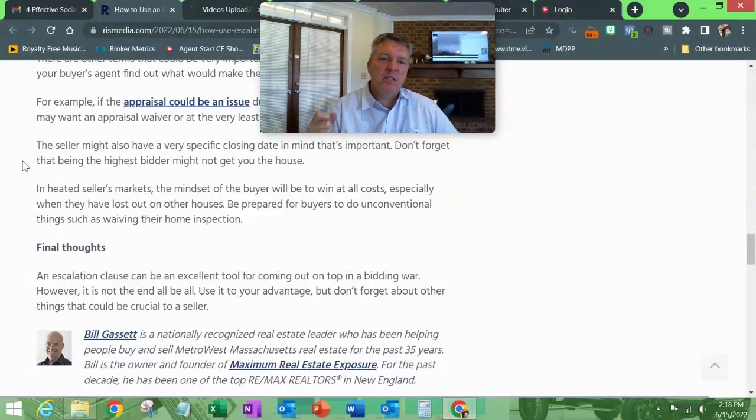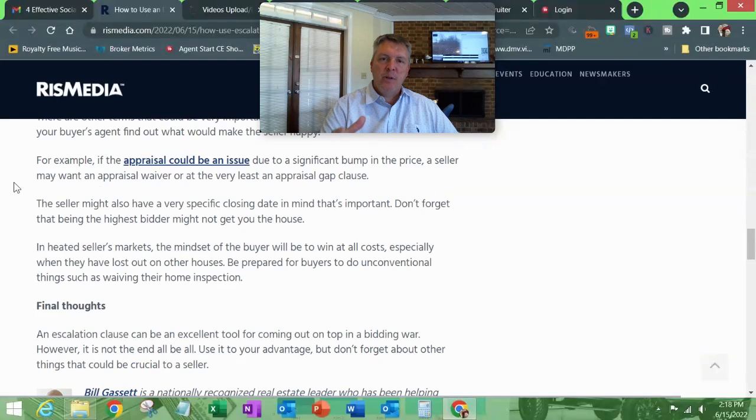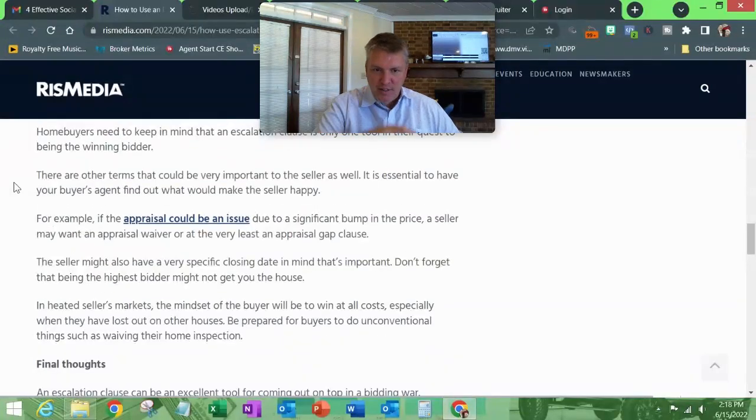Be prepared for buyers to do unconventional things, such as waiving their home inspections or providing those appraisal gap assurances. So, for example, if the home sells for 650 and the appraisal comes in at 630, there's a $20,000 gap there. That might be something your buyer would be willing to cover. That would be an appraisal gap guarantee.